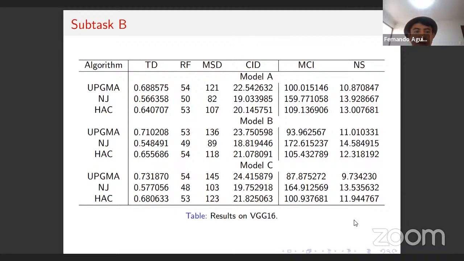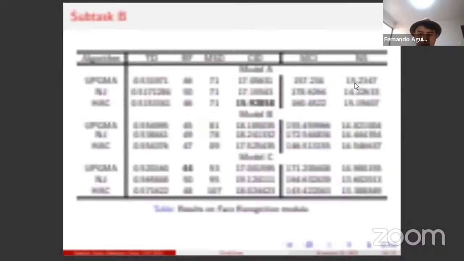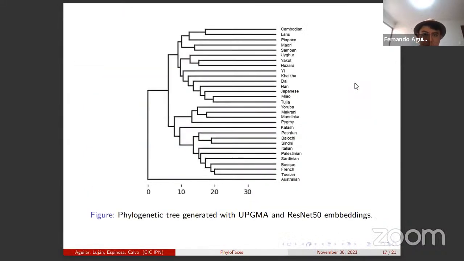And in this case, we can compare all of them, and we can see that the better results were achieved by the ResNet 50 with the OPMA algorithm. It produces the best metrics in general. So we believe that that was the best tree that was generated. Here you can see the tree that was generated with our best model.